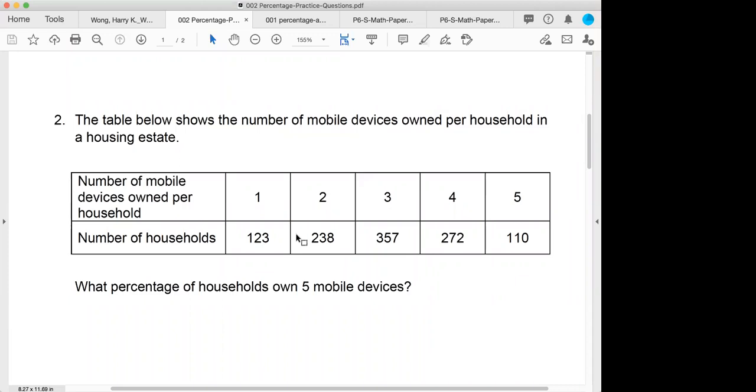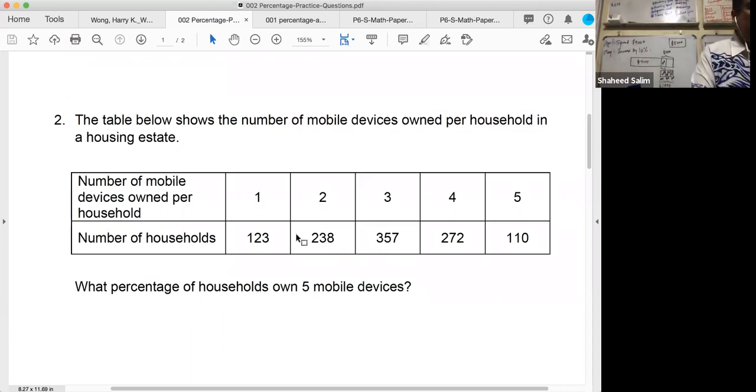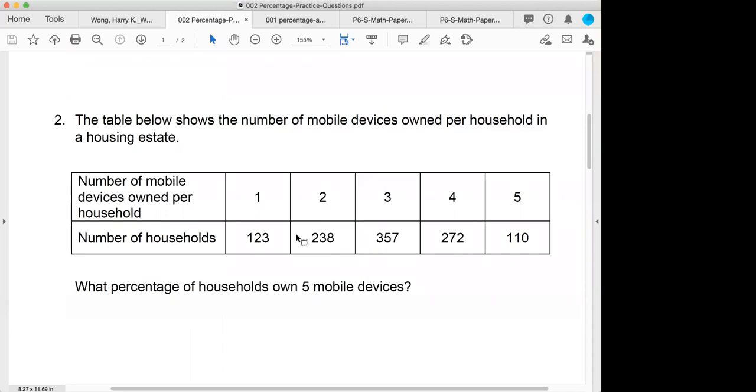Actually, I got a paper very similar to this. Maybe you have done this question. See. No, it's very similar. Similar, okay.